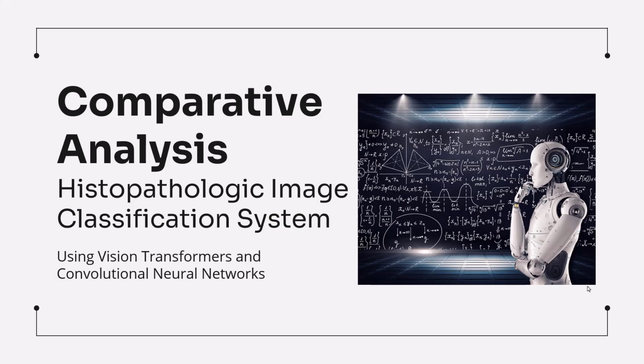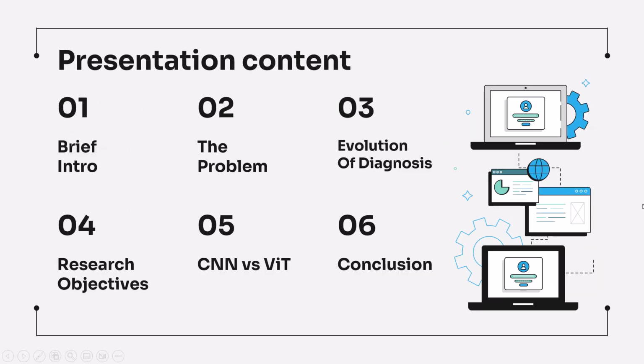Okay, let's get to it. In this presentation, we will discuss how the comparative analysis study of histopathologic image classification system using vision transformers and convolutional networks came together. The presentation is essentially made up of 6 parts. The goal is to explain why we picked the study, what is the problem that needs solved here, and which tools were put together to achieve these goals.